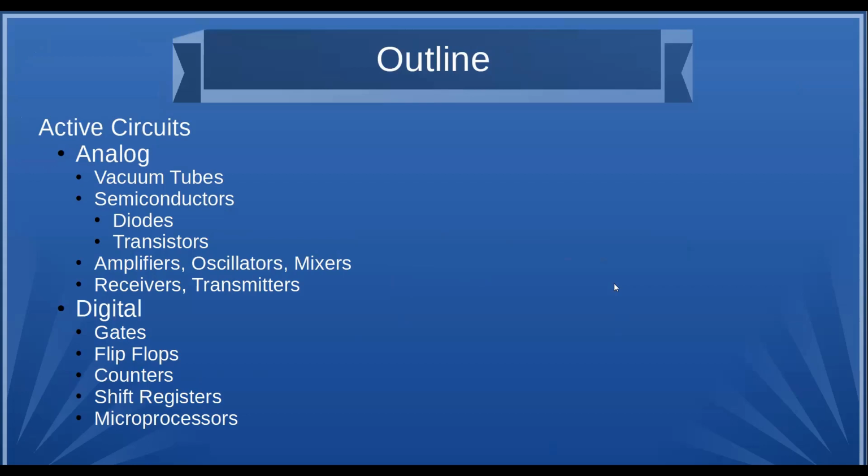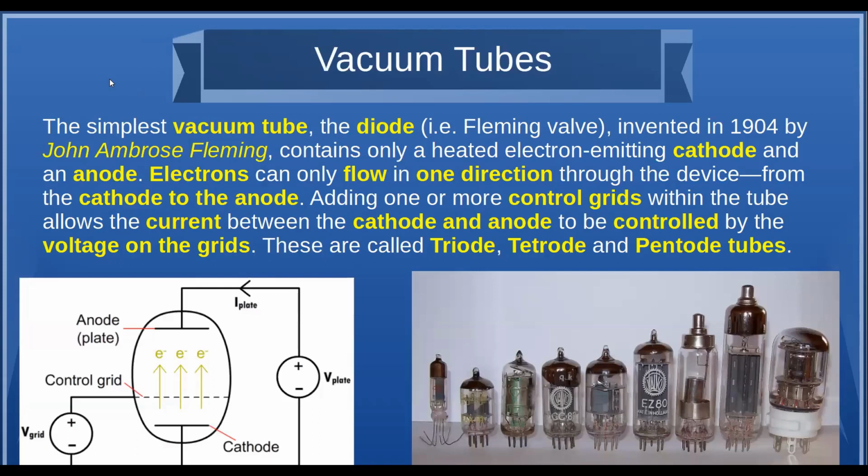We're going to go through active circuits, analog, and then digital. And I also have a little addendum I did at the end of stuff that I didn't remember to talk about in part one. So let's see how it goes.